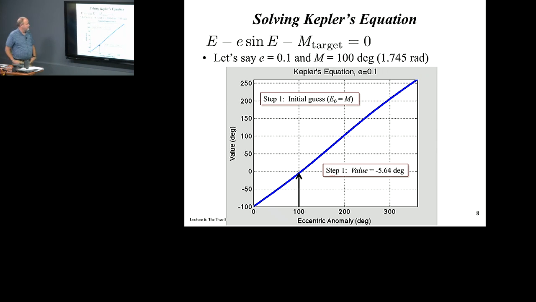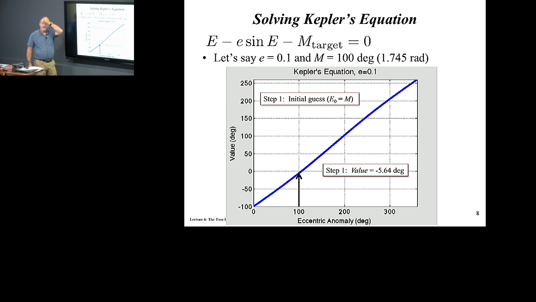So we start with our initial guess, E0. We're going to start with the mean anomaly. Of course, that's a really good guess when the eccentricities are small. It's not as good when the eccentricities are bigger. So if you stick in E0 equal to M, then you compute this equation. If you have the right E, you're going to get 0. If you don't have the right E, then it won't be 0.